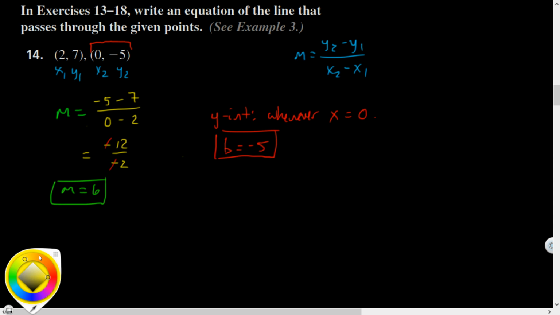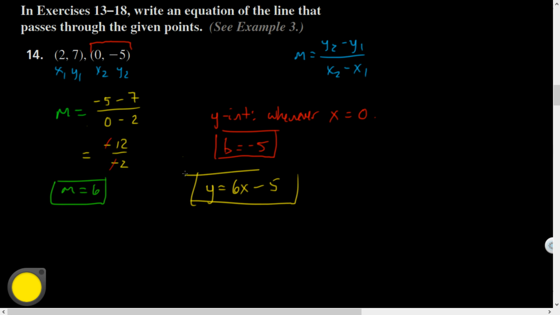Guys, let's wrap this up. This is a case closed. y equals 6x minus 5. That is the equation of our line. You're going to jail for a long time. The people of Vermont, if they have anything to say about it.